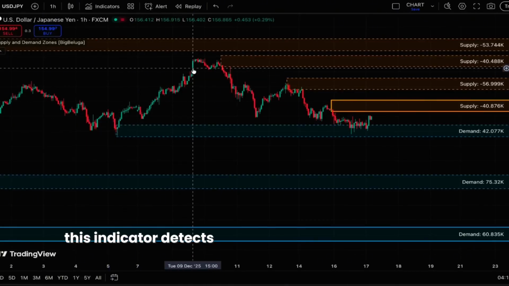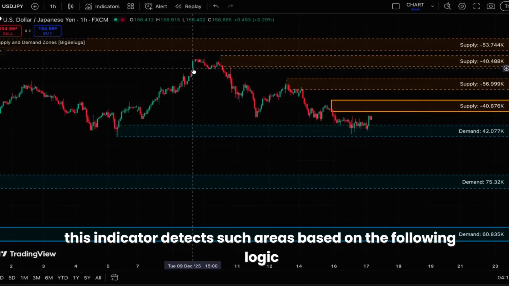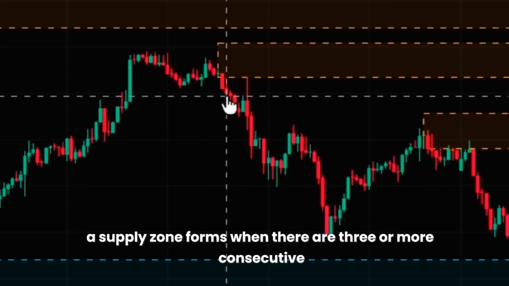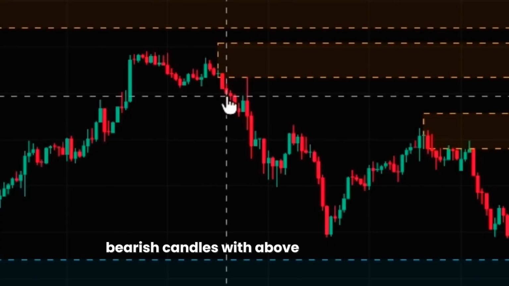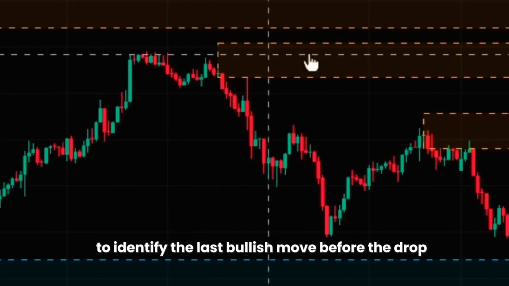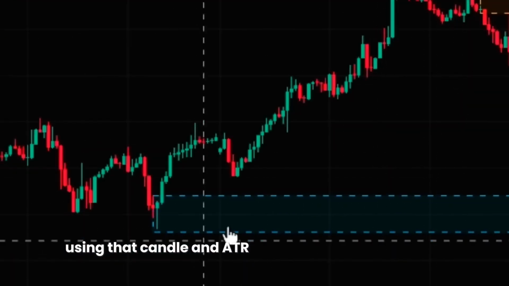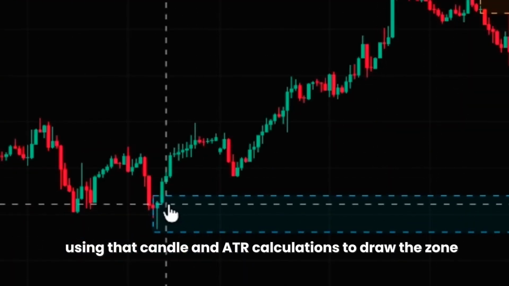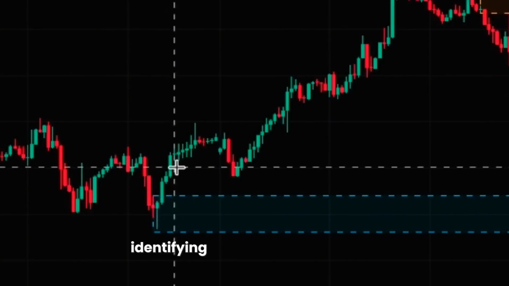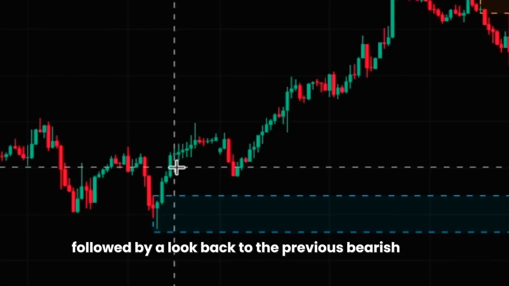This indicator detects such areas based on the following logic. A supply zone forms when there are 3 or more consecutive bearish candles with above-average volume. It then looks several candles back to identify the last bullish move before the drop, using that candle and ATR calculations to draw the zone. A demand zone works the same way, but in reverse, identifying clusters of bullish candles followed by a look back to the previous bearish candle.